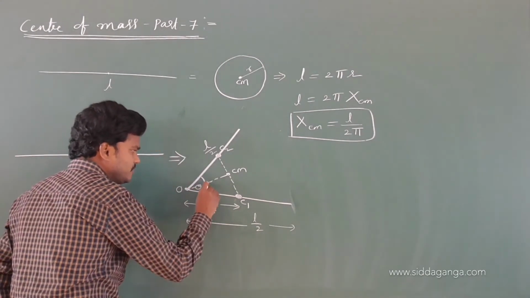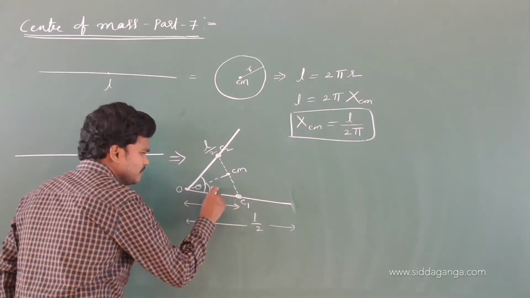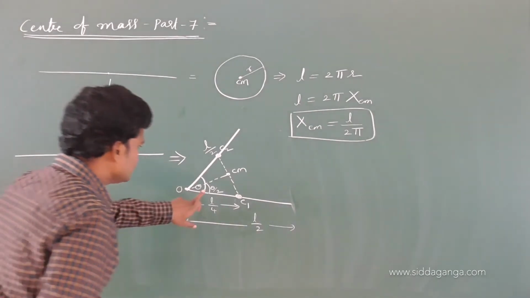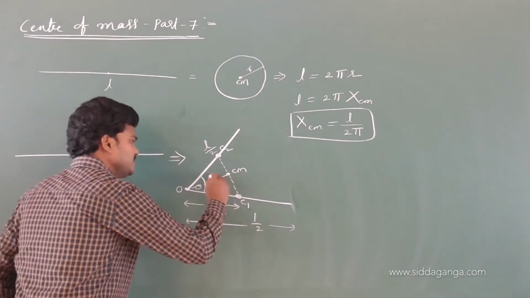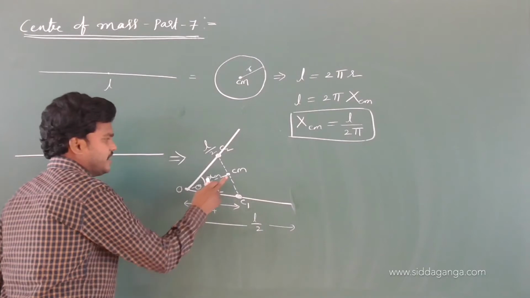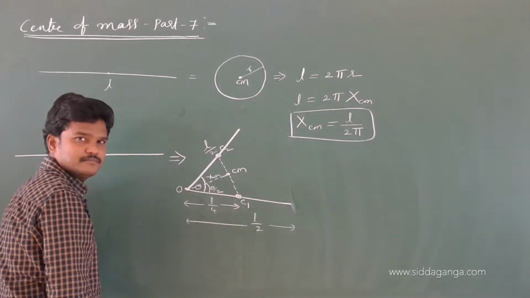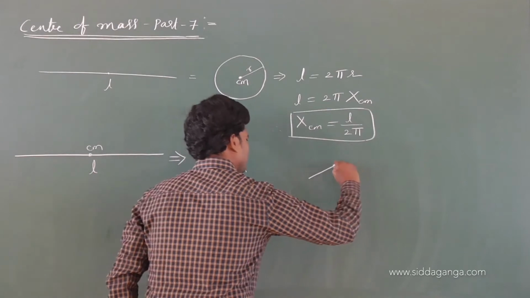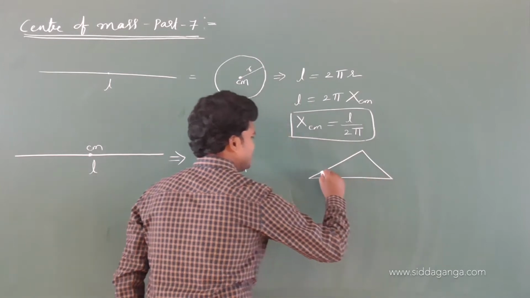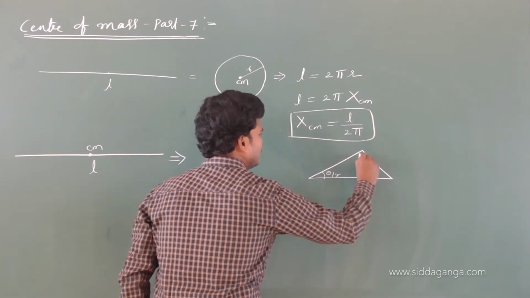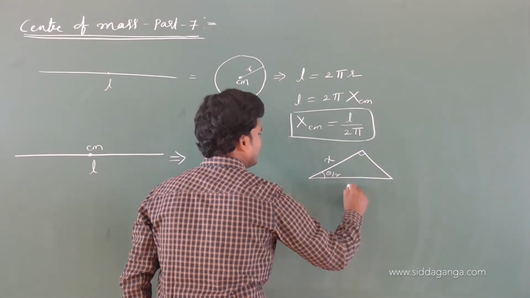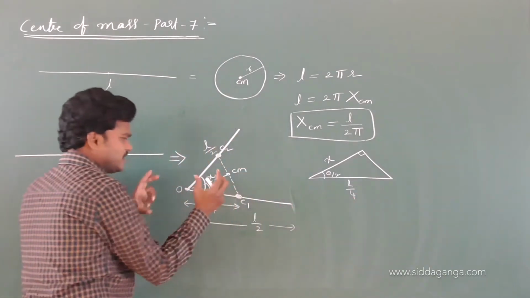See, this is theta. How much is this value? Theta by 2. Is it clear? Yes, this part is theta by 2. O to CM, this is x, nothing but x CM. Okay, x. See, I am getting one triangle. Let me zoom a little bit. So I am getting one triangle like this. See, this is theta by 2, this is 90 degrees and this is x. And how much is this one? L by 4.